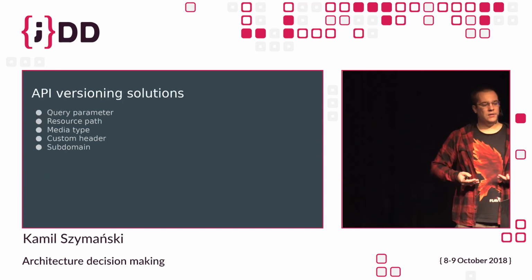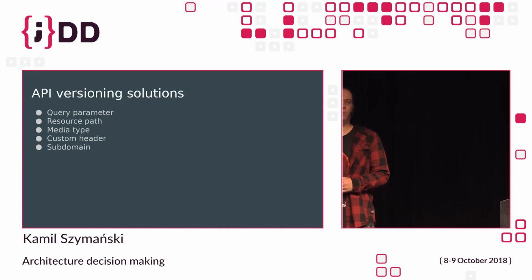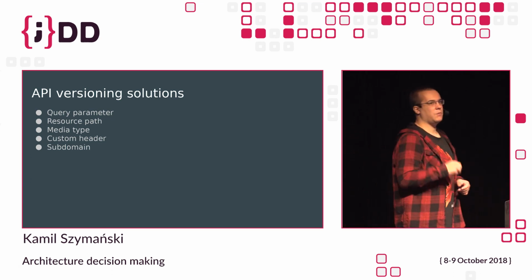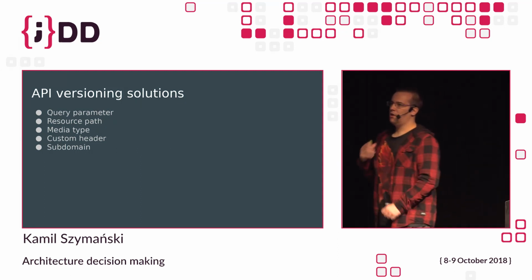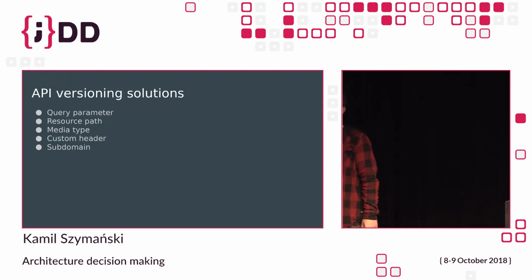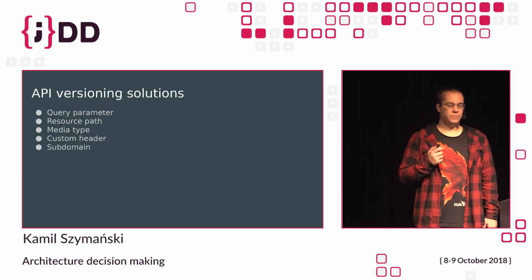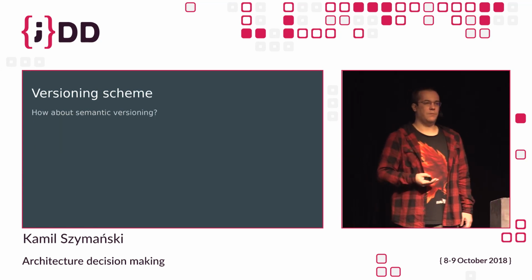And having said that, we have 5 solutions that can be applied to this problem. Which one should we choose? Frankly speaking, it doesn't matter. It doesn't matter that much, because what matters is not in the picture. Of course, some of those solutions will be better, some will be worse, but what matters lies beneath the surface. And those are things like, for example, the versioning scheme.